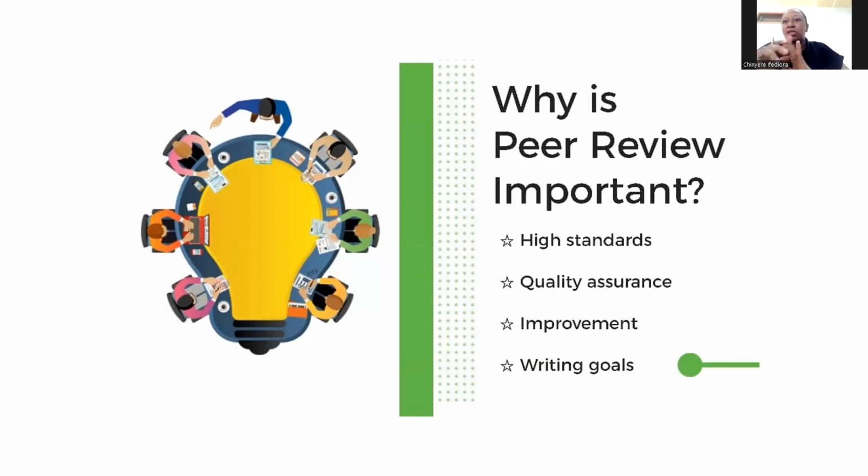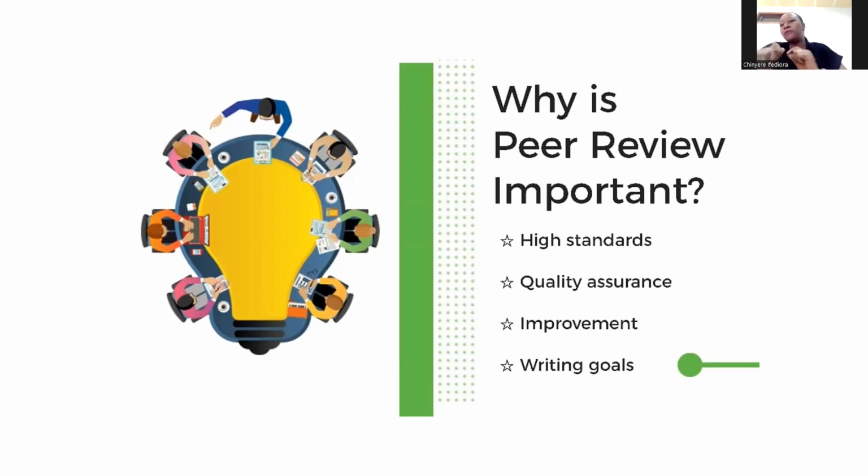Okay, so why is peer review important? Of course, I've mentioned it here and there. It's to maintain high standards. And so for us in ACAIN, it's something that we're now going to be focusing on a lot. The point is this networking and this rubbing together would help us to maintain high standards in the work that we put out there. It's also like a quality assurance mechanism. It's a way of us improving.